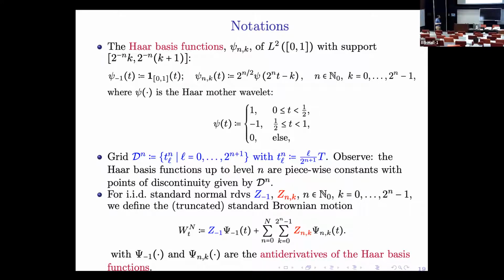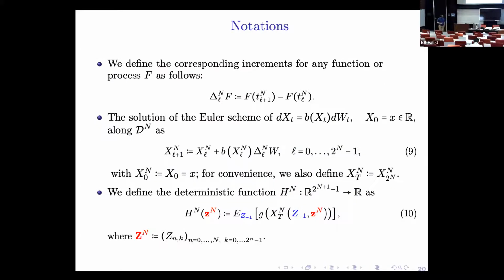So here you can construct the truncated Brownian motion as a contribution that happens at the coarsest level, in some sense, for the antiderivative of the coarsest Haar basis, and you have this contribution that comes from the other terms. I also define the increments of a process, as we do here for the sake of notation. And we consider the solution of the Euler scheme of this SDE, and then we write here how the discretization is written with respect to the level L.